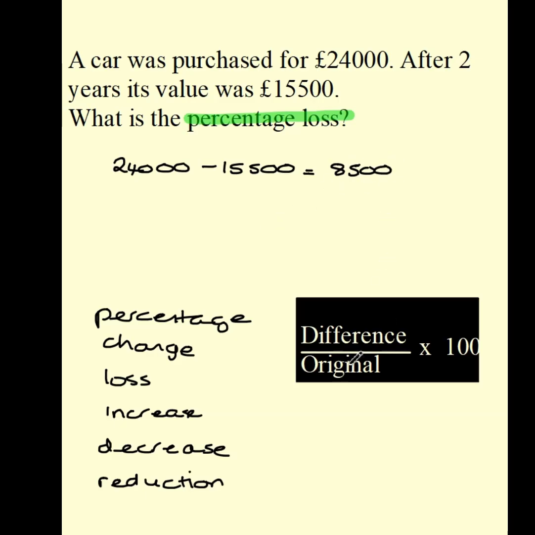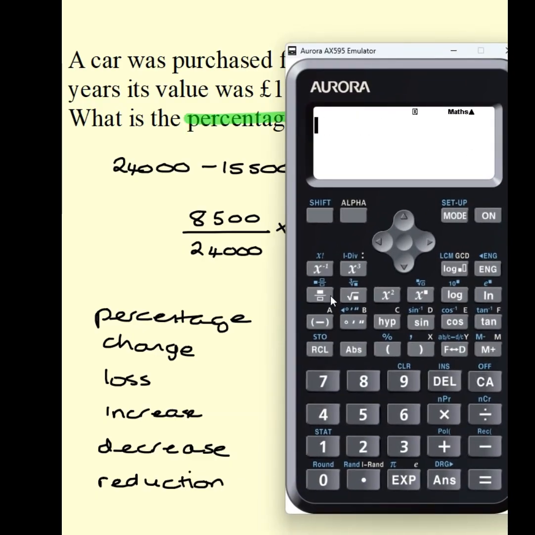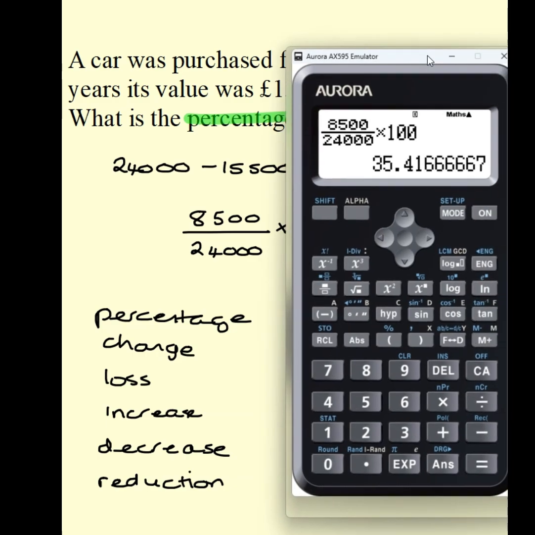Once you've got that, we need to divide it by the original. That's the first price that it was purchased for, the 24,000. And finally, we then multiply it by 100. Pop that into your calculator. And we get the percentage loss of 35.4% to one decimal place.